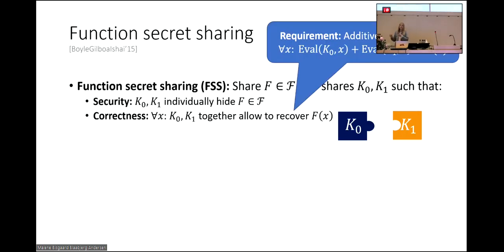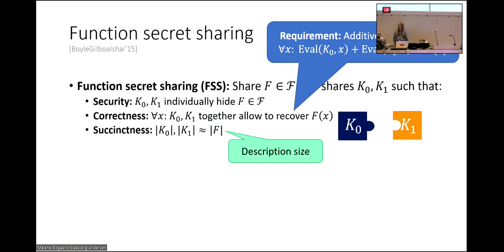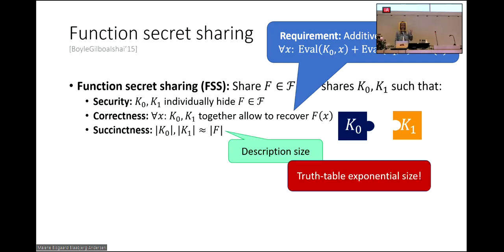And the requirement that's very useful in a lot of settings, especially for PCGs, is additive reconstruction. For every X, I can locally evaluate with my key, and if I add it up with what the other party evaluated, then I get f of X. And then succinctness: I want the shares not to be much larger than the function description. Of course, if a function can only be described by its truth table, that doesn't mean much. But for very specific function classes, we typically have efficient, short descriptions. I also want short keys, which should not scale with the domain size.